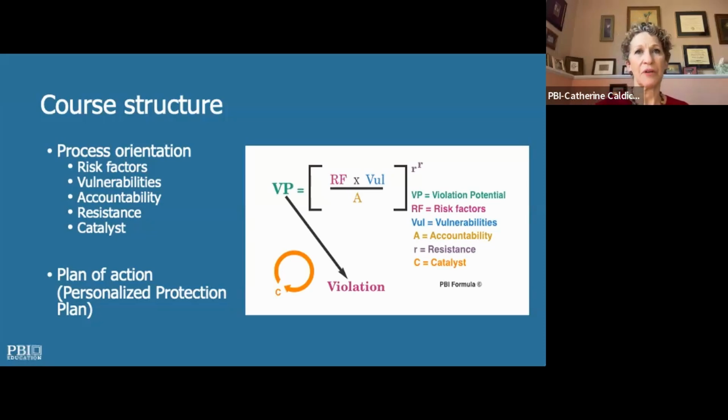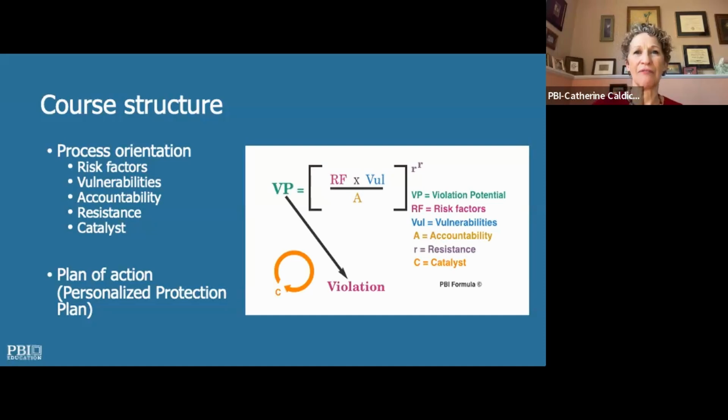So the funny looking figure on the slide is what we call the formula. And it is PBI's way of depicting the complex but very common interplay of all sorts of elements in a person's life and work that can cause them to commit some sort of professional misdeed. Now, we could talk for an hour just about how the formula works. We're not going to do that. But for our purposes right now, I just want to say a few things.